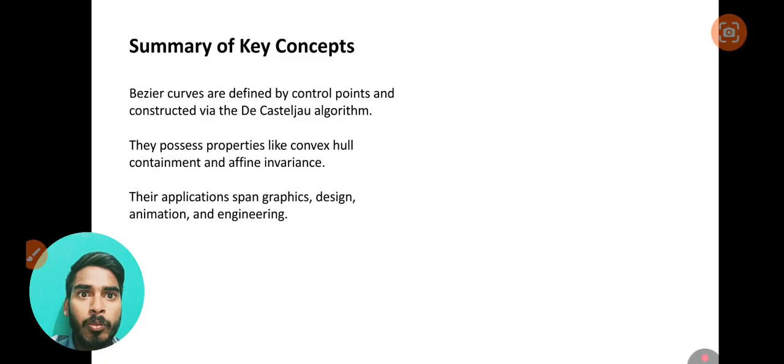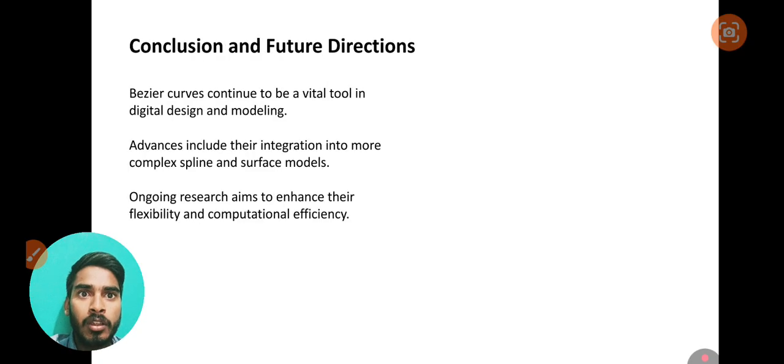Summary of key concepts. Bezier curves are defined by control points and constructed via the de Casteljau algorithm. They possess properties like convex hull containment and affine invariance. Their applications span graphic design, animation, and engineering.